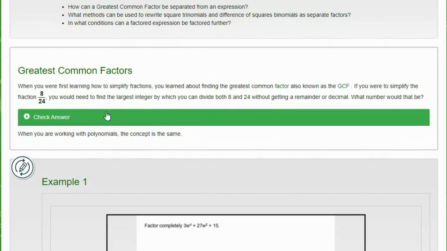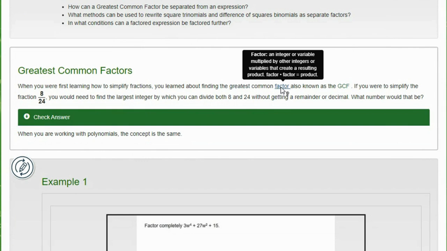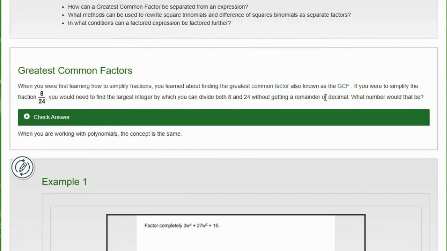Okay, when we were first learning how to simplify fractions years and years ago, back in elementary school, we learned about finding the greatest common factor, which we also called the GCF, right? That is defined as an integer or variable multiplied by other integers or variables that creates a resulting product. A factor times a factor is a product. So if you were to simplify the fraction 8 over 24, we would need to find the largest integer that can divide into both 8 and 24 without a remainder or a decimal, right?